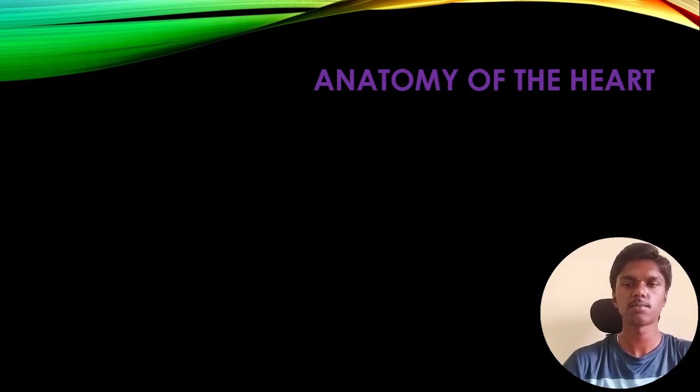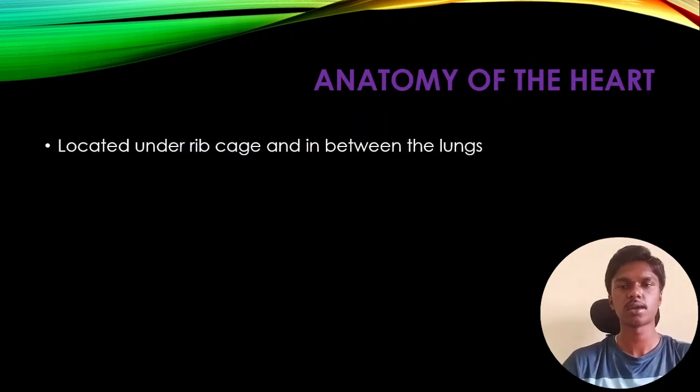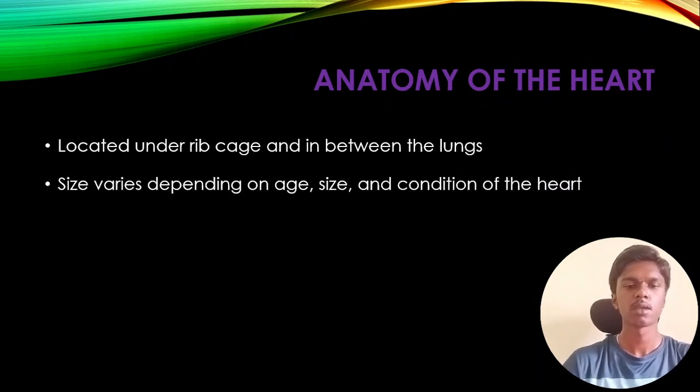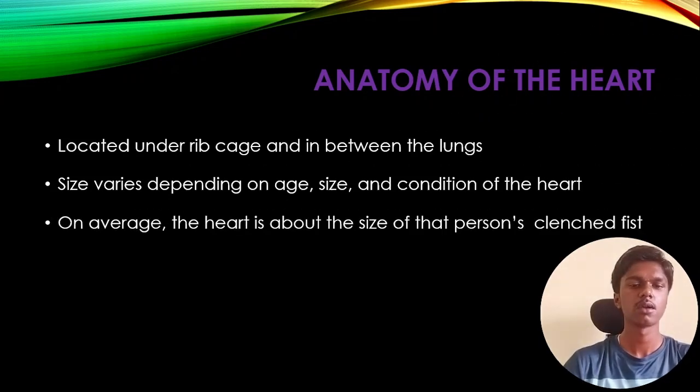Now let's look at the anatomy of the heart. Where is the heart located? It is located under the ribcage and in between the lungs. The size of the heart varies depending on age, size, and condition of the heart. On average, the heart is about the size of that person's clenched fist.